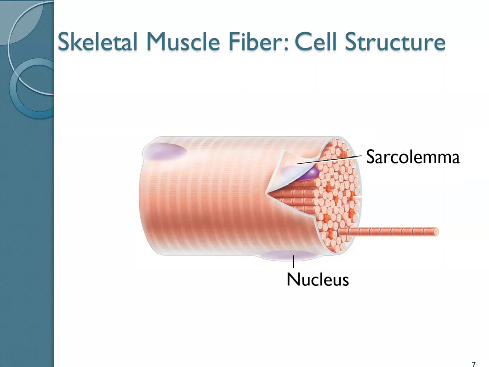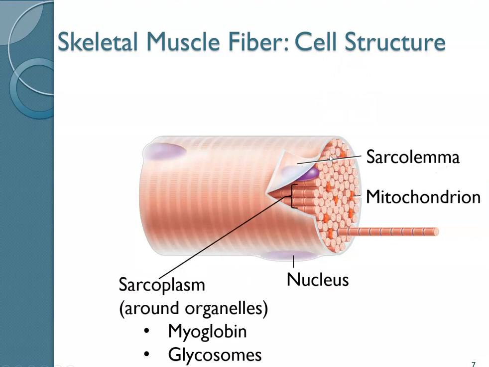So first is sarcolemma. So sarcolemma is the plasma membrane of the muscle cell. Sarco means flesh, and then lemma means layer. Okay, and we will find the nuclei. The nuclei will be just underneath the muscle cell membrane, the sarcolemma.